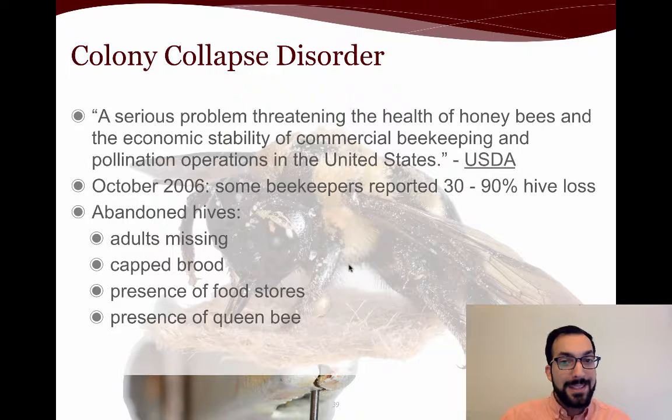Now, all of a sudden, in 2006, some beekeepers reported 30 to even 90% hive loss. And there was a very specific set of symptoms associated with colony collapse disorder. This is also very important to note. What they found was basically abandoned hives. The adults were just completely missing. There was capped brood, so the vulnerable young larvae were still in there. There was presence of food stores, there's plenty of food, and the queen bee is there. So basically all the workers are gone. They've just kind of disappeared.